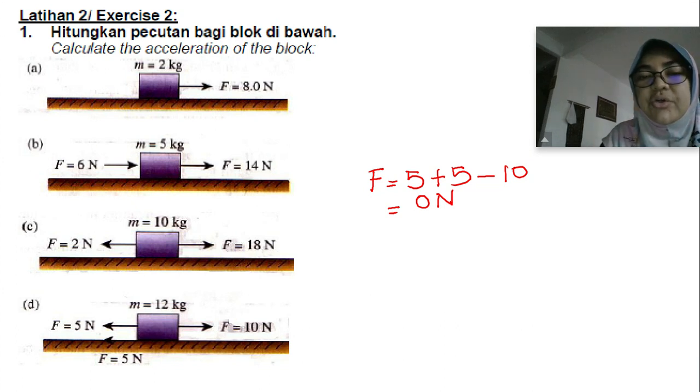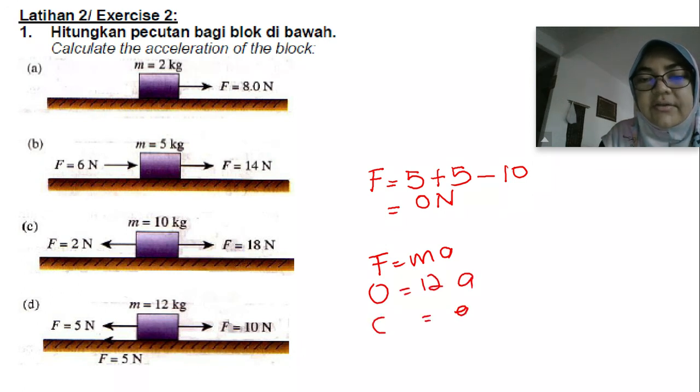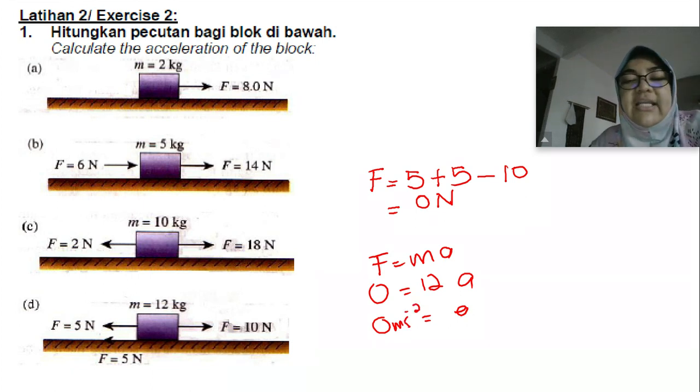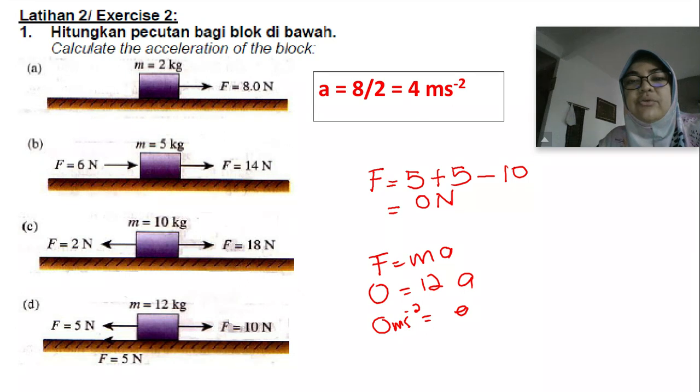Okay, so using F equals ma, 0 equals 12 kg times a, so for the object D, the acceleration is 0. So there are two situations that could happen to the object at D. One is it is at rest because the acceleration is 0, or it can move, but with constant velocity because the acceleration is 0. Okay, so let's continue.